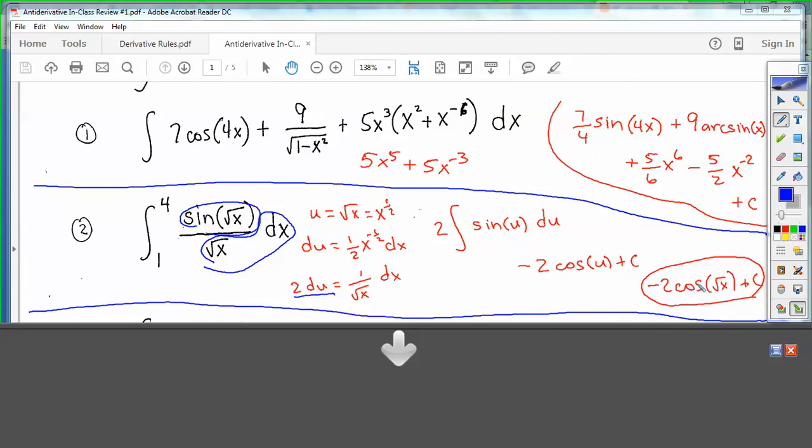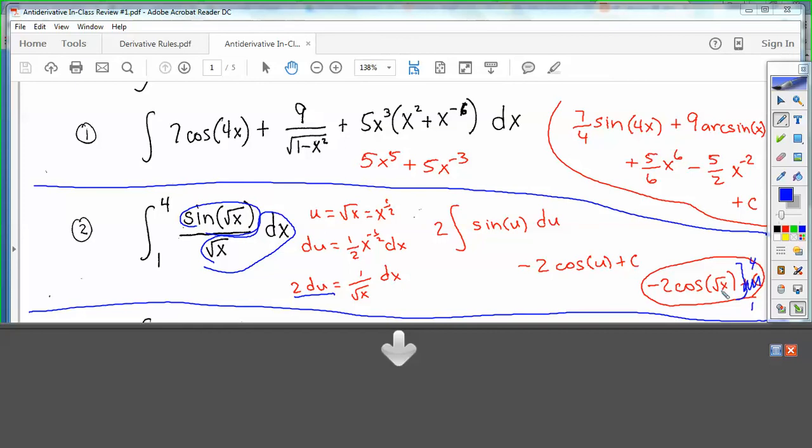Oh, shoot, I just realized I didn't finish this, did I? It's a definite integral. Good. On the gateway test, I'll remind you, hey, don't forget the plus c's, or, if it's a definite integral, make sure you do the right bracket. Right here, I should have done a right bracket, 1 to 4.